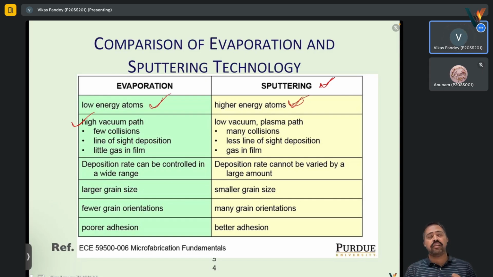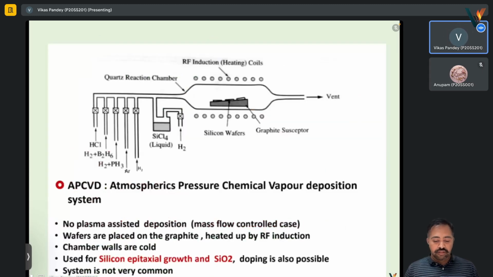Deposition rate cannot be varied much since it is mostly dependent on the energy, and energy is again dependent on the voltage we are giving, and at lower voltages we will not get the plasma and we cannot go beyond some voltage. So there are very less options of changes. Okay, but the grain size is smaller, sometimes even in nano size we get. We have many grain orientations we can get, and it has better adhesion. So we have covered. Okay.